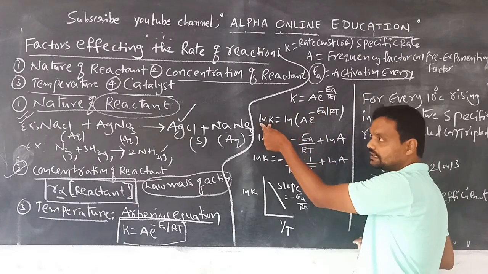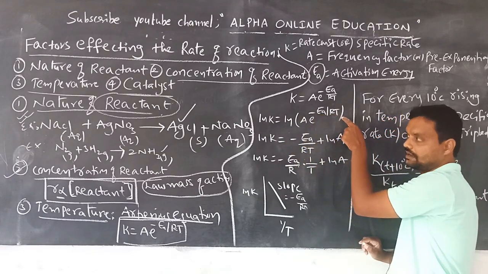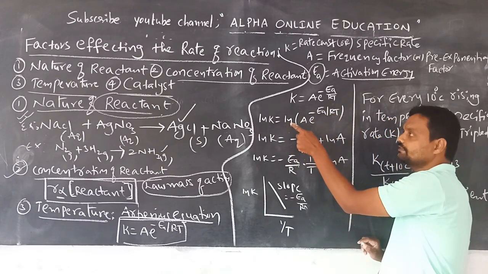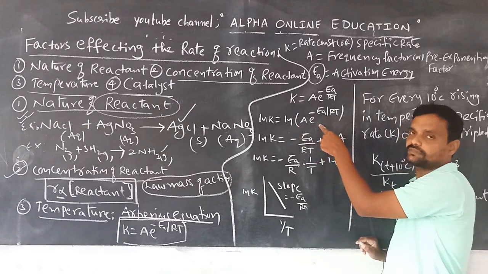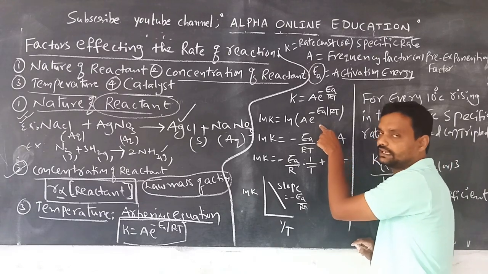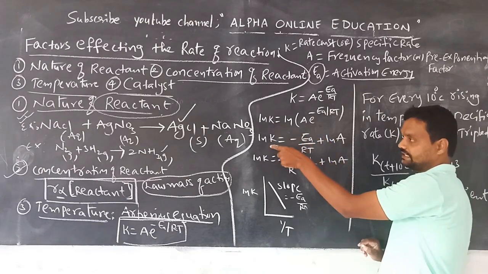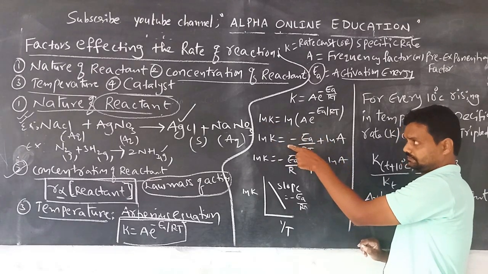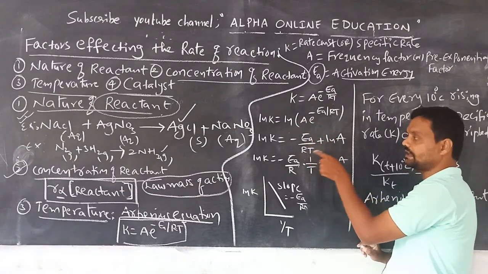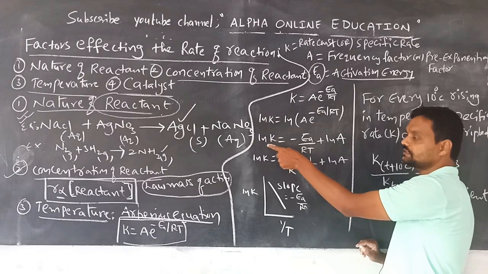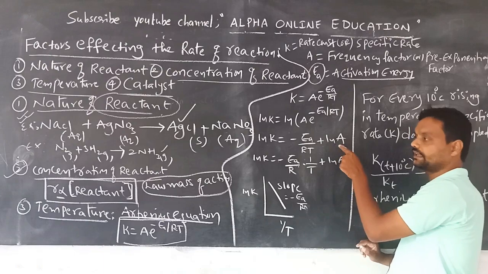So that is the natural logarithm: ln K is equal to ln A e to the power of minus Ea by RT. So it is in the form ln (A into B). According to mathematics, the formula for ln (A into B) is ln A plus ln B. So when we apply the natural logarithm, ln K is equal to ln A plus ln e^(-Ea/RT), which converts to minus Ea by RT. So the equation is converted to ln K is equal to minus Ea by RT plus ln A.